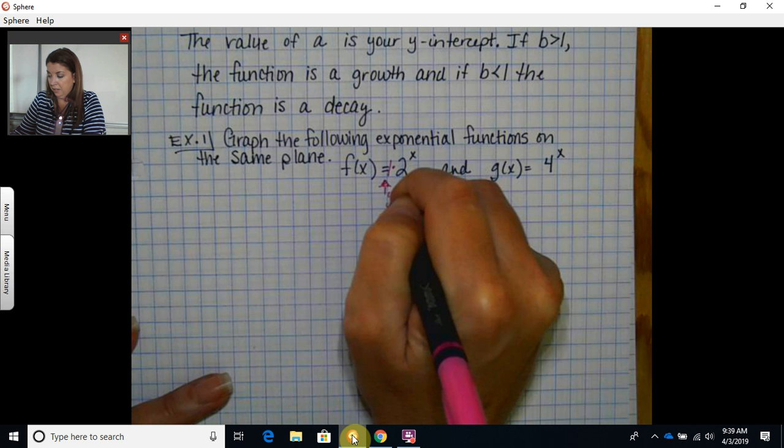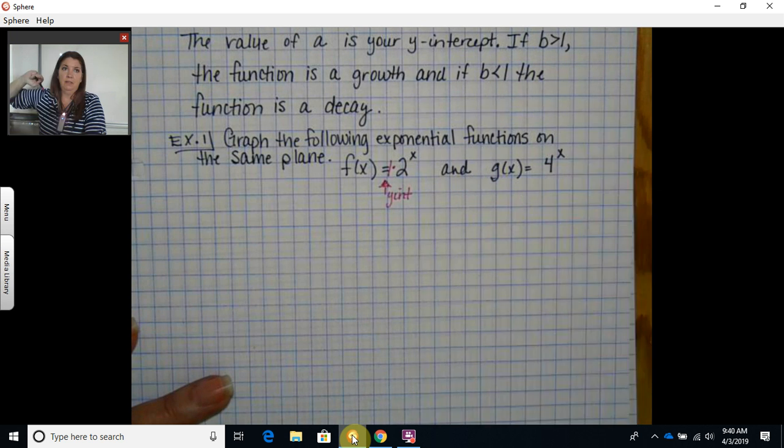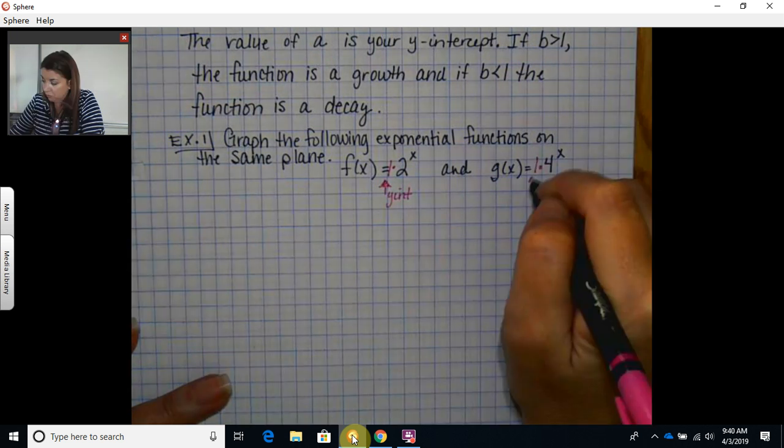Same thing on function g. It just has a b to the x, right? Whichever has your exponent, that's your b. Okay? What it's being multiplied by is your a. If there's nothing there, it's a 1. So g also has a y-intercept of 1.